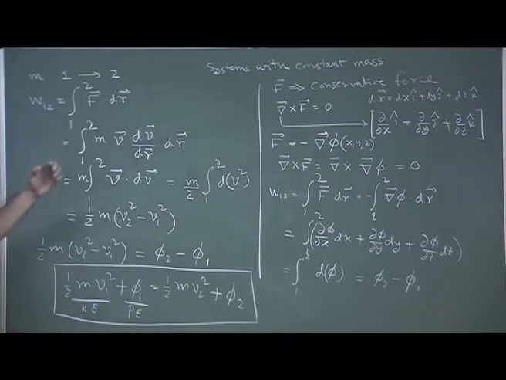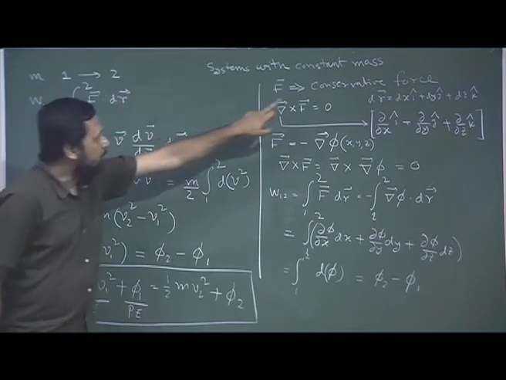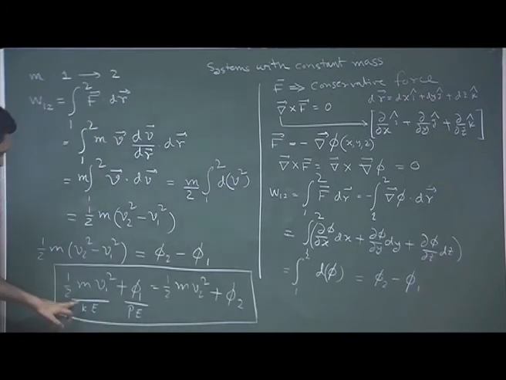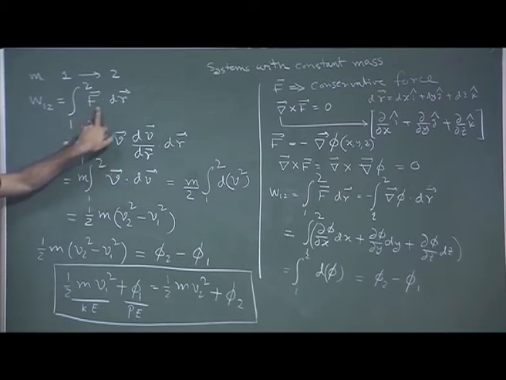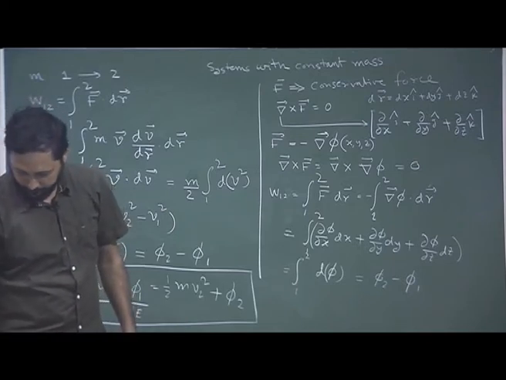So, we see when a system with constant mass is moving in a conservative force field, then the total mechanical energy at point 1 and point 2 remains the same, which is a very well known principle. We just derived it using this slightly different form of the force F. Okay. So, this is one thing I wanted to discuss.